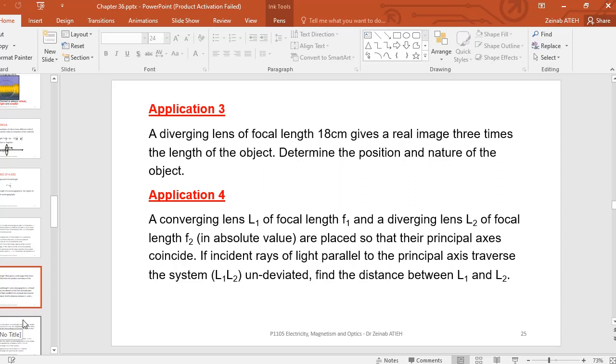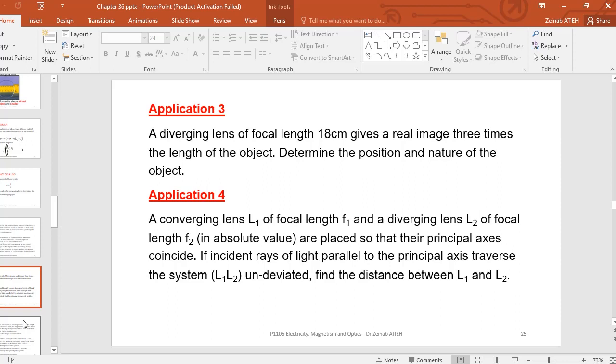Magnification can be plus or minus, it depends if the image is erect or inverted. If both are up, gamma is positive; if one is up and one is down, gamma is negative. So gamma can be plus or minus, but when we say that the image is 3 times the object, it means that absolute gamma is 3. So determine the position and the nature of the object. We have to find the object, its position and its nature, if it's real or virtual.